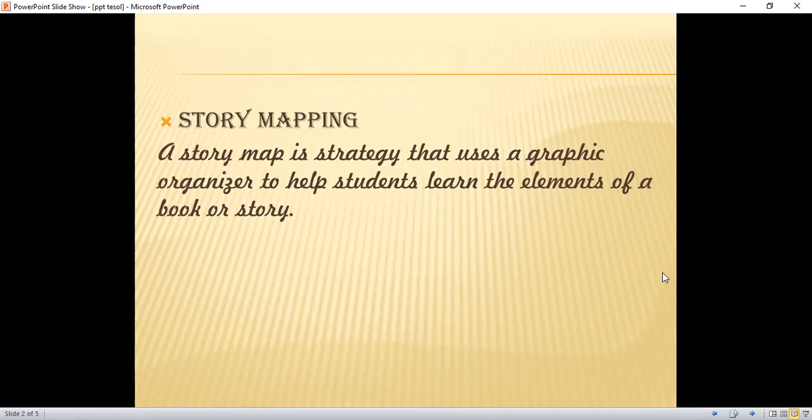Okay, today's lesson we are going to talk about story map. So what is the story map? A story map is a strategy that uses a graphic organizer to help students learn the elements of a book or story. In our story map, we need to address the characters in the story. We will also determine the setting, the problem, and the solution. These are our story elements, and understanding those story elements gives us a deeper comprehension level for the content of the book or the story.